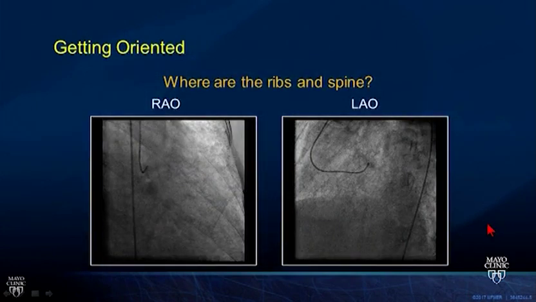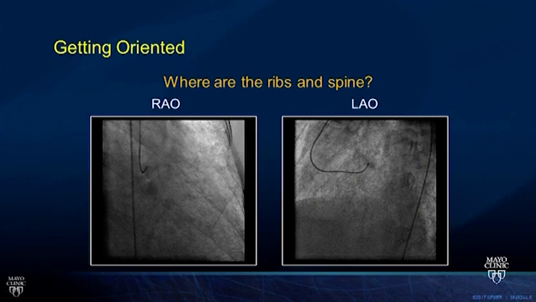So the first goal is to get oriented to your angiographic view. And the first thing is, where are the ribs and where's the spine? So you can see in the RAO view, right anterior oblique view on the left, the ribs are going down and to the right. So that's something you should remember. The ribs are going down and to the right in the RAO view, and the spine is on the left. So the spine is on the opposite side of the view that you're looking at. So LAO, left anterior oblique, the spine is over here on the right, and the ribs are actually going down to the left. So those are some quick landmarks that you can use to identify which view you're looking at.